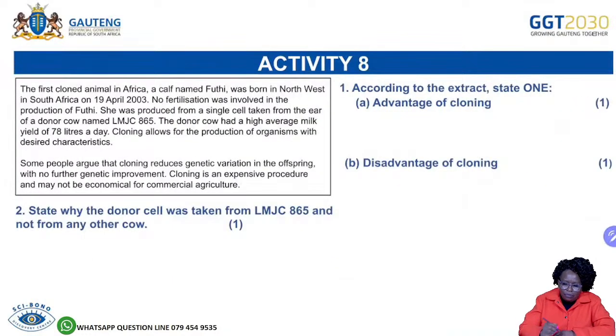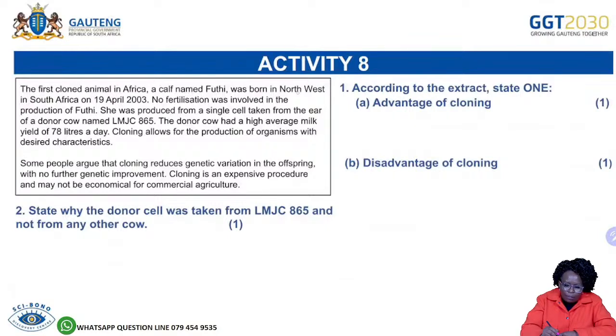Now we're talking about cloning. The first cloned animal in Africa, a calf named Futhi, was born in Northwest in South Africa on 19 April 2003. No fertilization was involved in the production of Futhi. She was produced from a single cell taken from the ear of donor cow named LMJC 865. The donor cow had a high average milk yield of 78 liters a day.